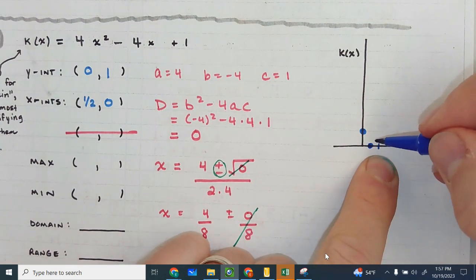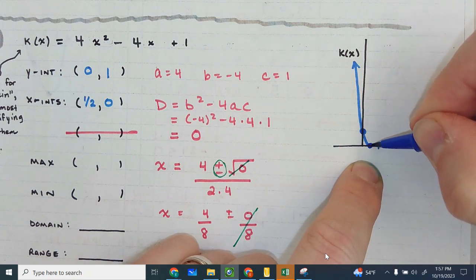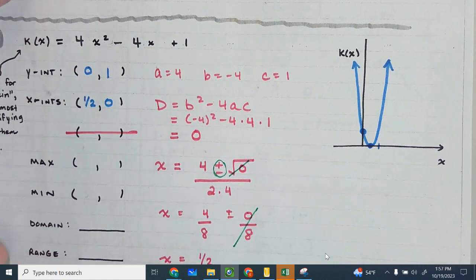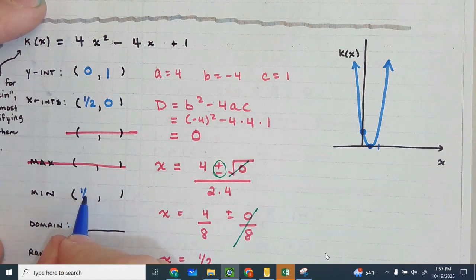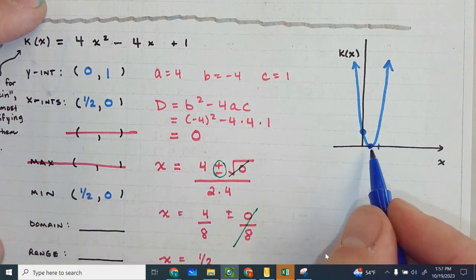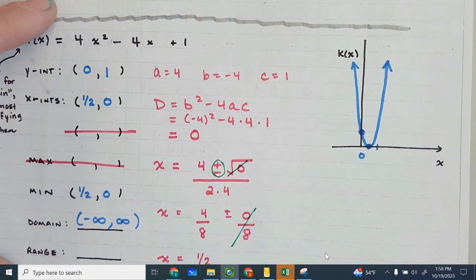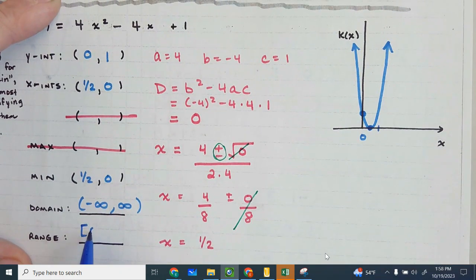Also, we know that this point has to be the vertex of the function. So we know this thing does not have a maximum. We know that the minimum is right there at 0. We know that the domain is -infinity to infinity, and the range is going to be anything 0 or bigger. So we would write that as hard bracket 0 to infinity.